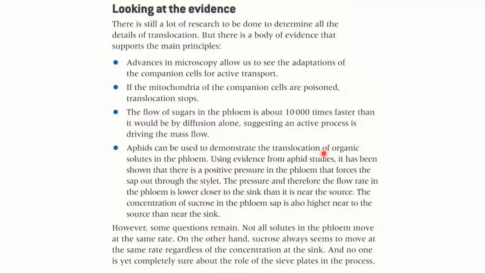Aphids can be used to demonstrate the translocation of organic solids in the phloem. Using evidence from the aphid studies, it has been shown that there's a positive pressure in the phloem that forces the sap out through the stylet. The pressure, and therefore the flow rate in the phloem, is lower closer to the sink than it is near the source. The concentration of sucrose in the phloem sap is also higher near to the source than near the sink.